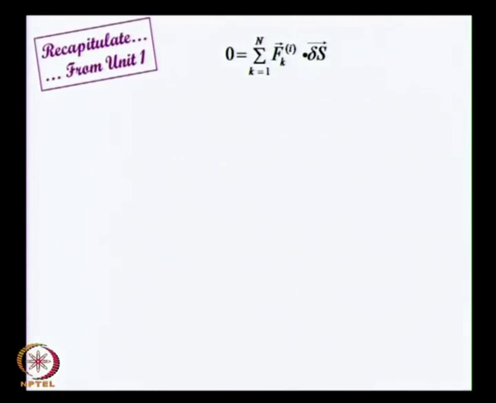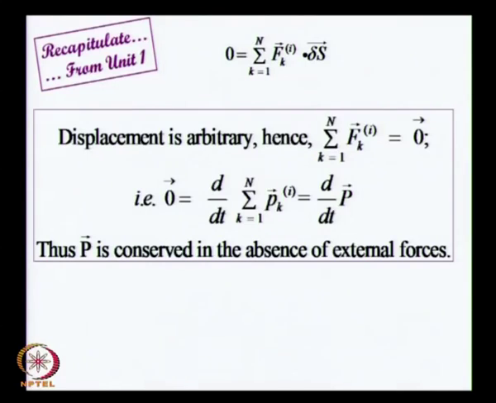We also studied in unit 1 that if you consider virtual displacements of a system of particles which is interacting within itself, then the net virtual work done is 0, and if this displacement is arbitrary, then the sum of these internal forces must vanish, and that led us to recognizing that the linear momentum is a conserved quantity, which again comes from the homogeneity of space. So, this is the discovery of Newton's third law.